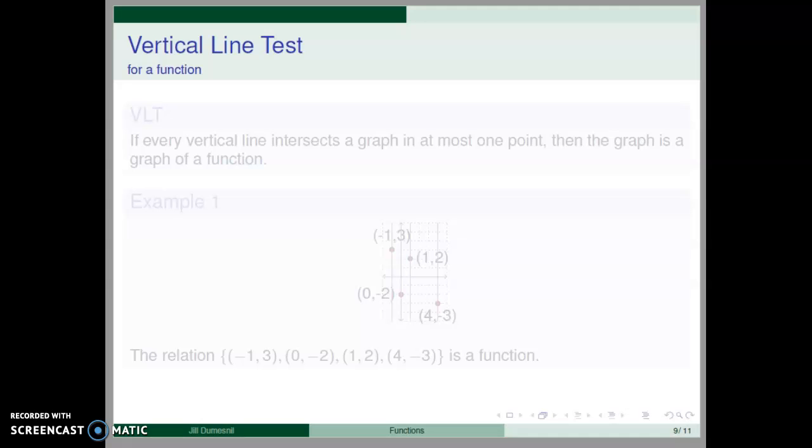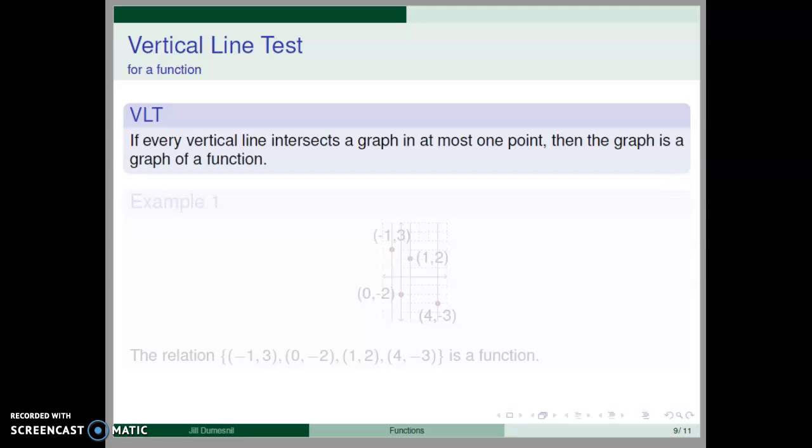The vertical line test is a test for when a graph is the graph of a function. We often abbreviate vertical line test with the initials VLT. If every vertical line intersects a graph in at most one point, then the graph is a graph of a function. Let's consider the same three examples from earlier.